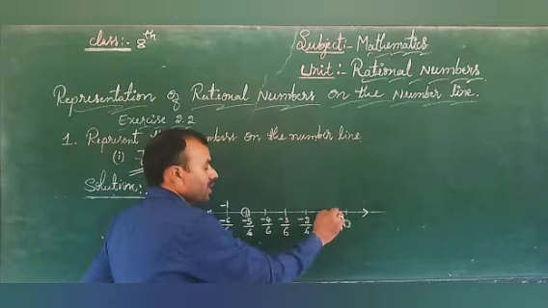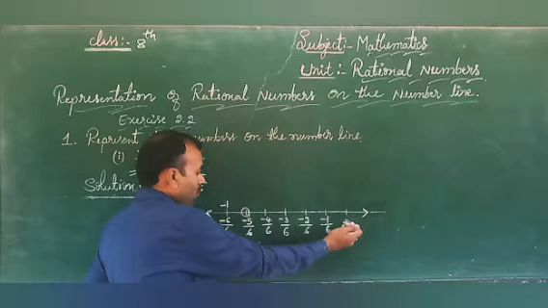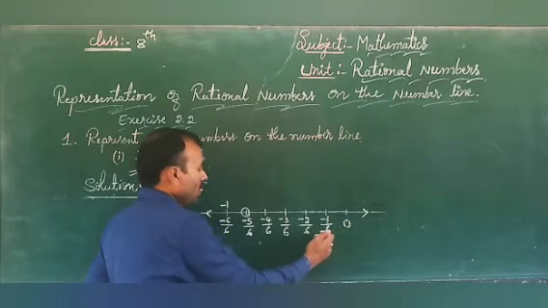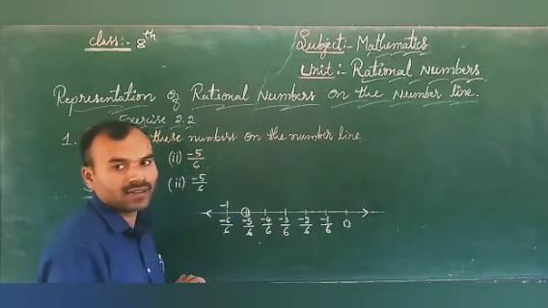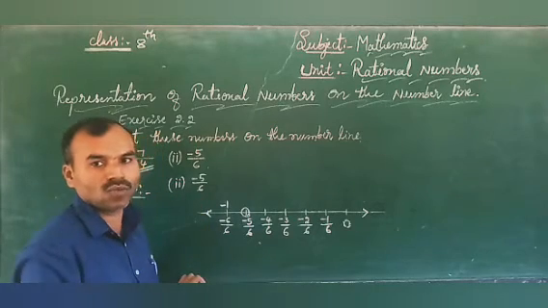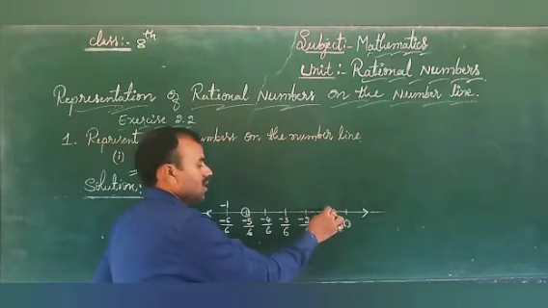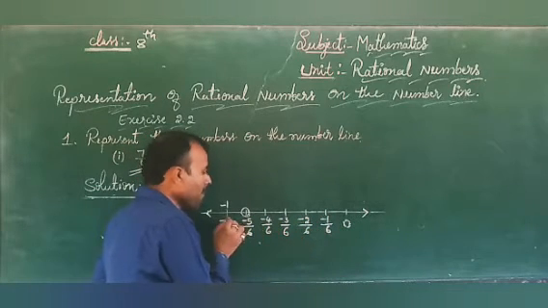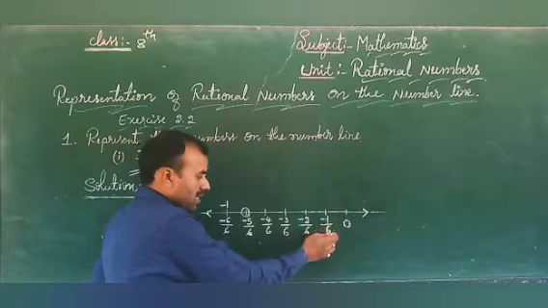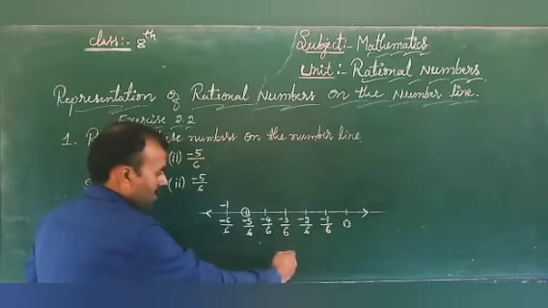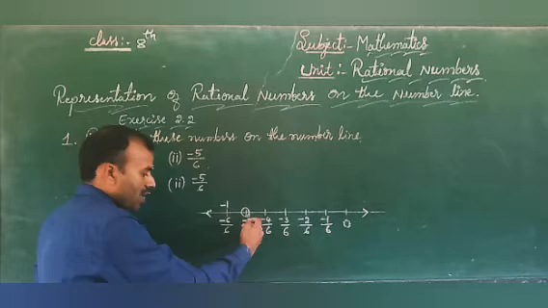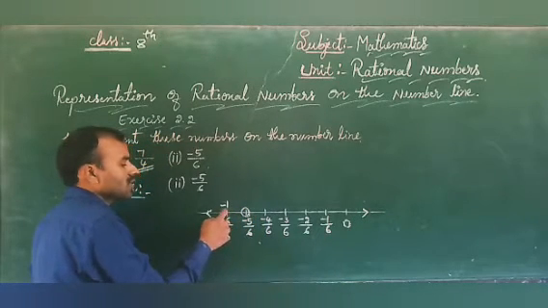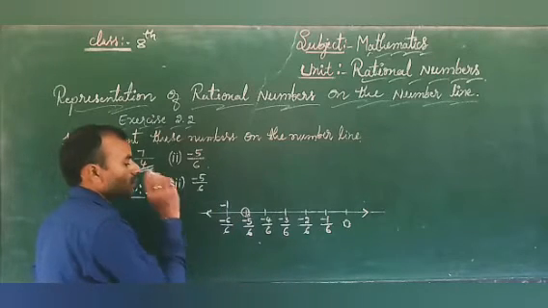Each point, from 0 we are moving to the left side up to minus 1. Here just see: minus 1, minus 2, minus 3, minus 4, minus 5, minus 6. It is simple. Minus 1 by 6, minus 2 by 6, minus 3 by 6, minus 4 by 6, minus 5 by 6, minus 6 by 6, which means 6 divided by 6, it is minus 1 divided by plus 1, minus 1.